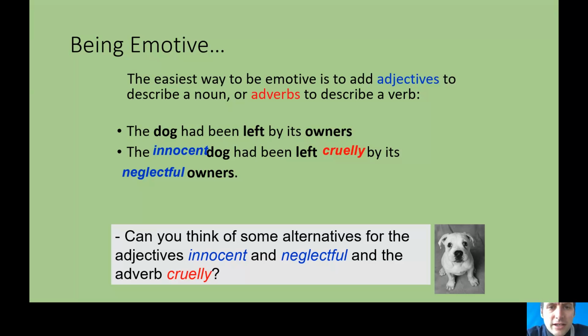Okay, now if you think of that sentence, you might have thought of some yourselves that are better than innocent and neglectful or different, and you may also have thought of alternative adverbs to cruelly. Okay, so well done if you have. If not, could you have a think of some now? Maybe if you've got access to a thesaurus or just a thesaurus function on a phone, could you find some synonyms for those?